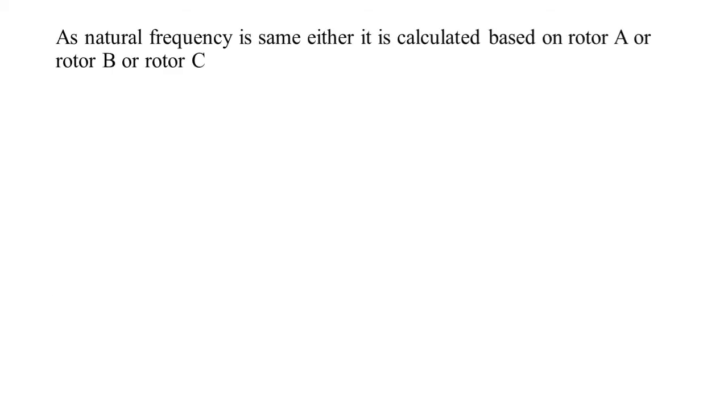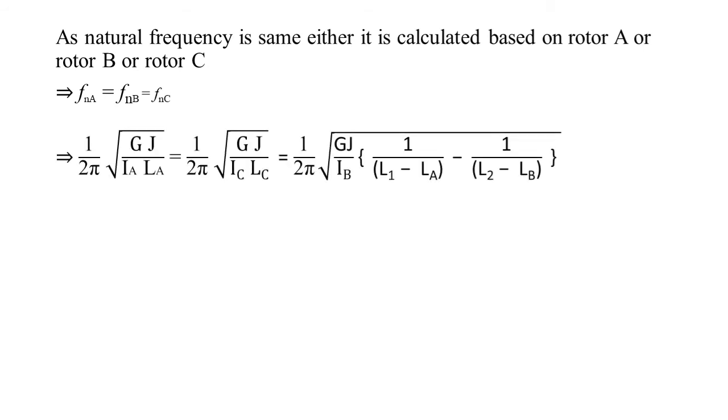As natural frequency is same, either it is calculated based on rotor A or rotor B or rotor C, it implies Fna equal to Fnb equal to Fnc. It implies 1 by 2 pi root over Gj by Ia La equal to 1 by 2 pi root over Gj by Ic Lc equal to 1 by 2 pi root over Gj by Ib into 1 by L1 minus La plus 1 by L2 minus Lb.